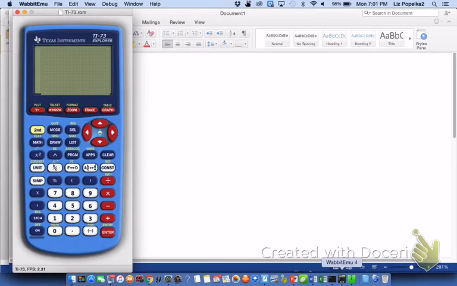Today I'm going to show you how to use the TI-73 to find square and cube roots. So remember that the square root symbol looks like that. I'm going to use my calculator to do the square root of 25. If you look at the calculator, first of all you see the big blue button that says x squared, and right above it is the little yellow square root symbol.